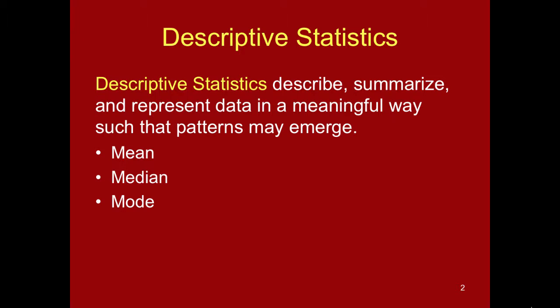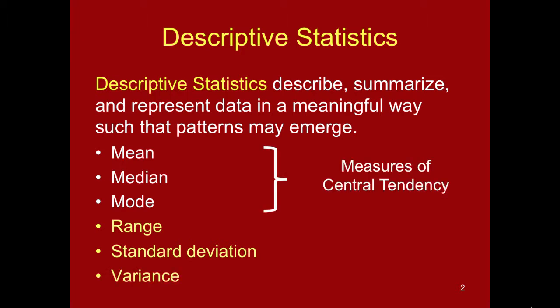Next, measures of variability may be computed, including the range, standard deviation, and variance. Measures of central tendency are the averages of data, while measures of variability are how data are dispersed. In the first part of this lecture, we will review these 6 measures.